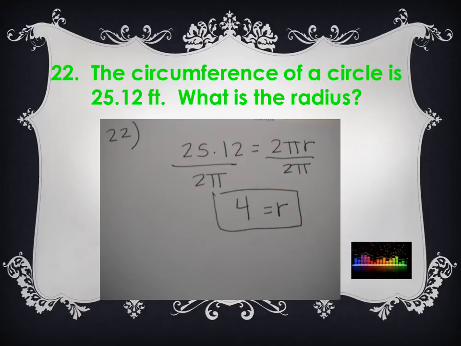We don't know what r is, and we want to get it by itself. So we divide both sides by 2 pi. 25.12 divided by 2 pi is approximately 4 feet. So your radius is 4.